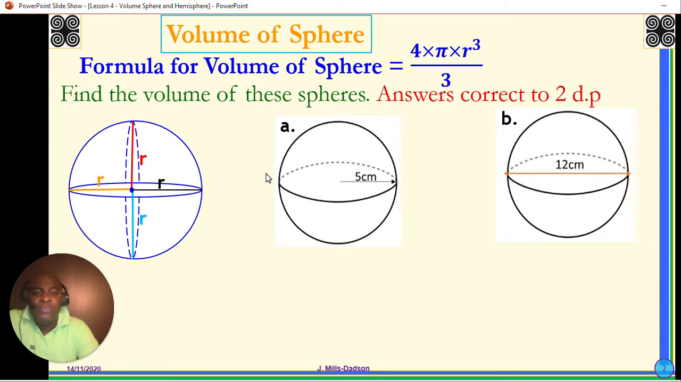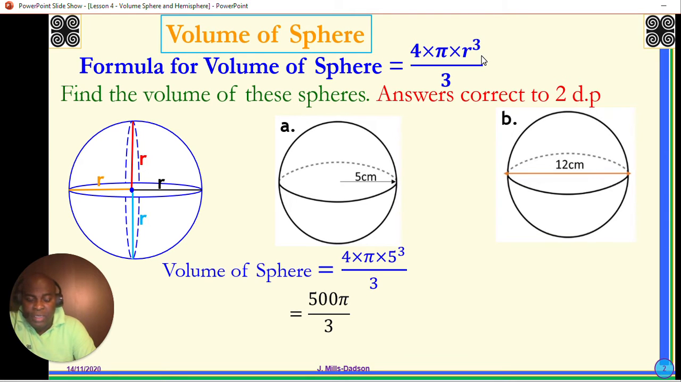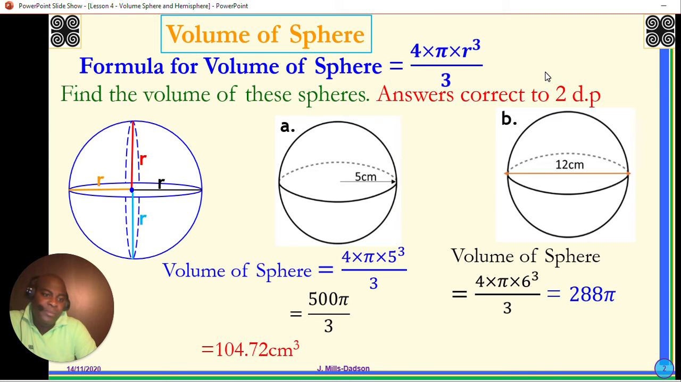So to work out the volume of these two spheres, first check that is my radius. So r cubed now becomes 5 cubed. And when I work it out, that will give us 104.72 cm cubed. The 12 in question B is the diameter, divided by 2, so my radius will be 6. Replace r cubed with 6 cubed in the formula, and that will give us 904.78 cm cubed. Simple as that. So you just need to remember the formula.